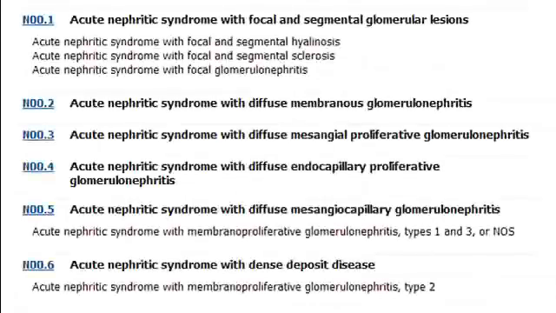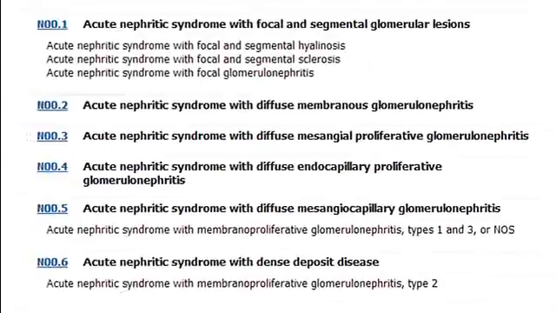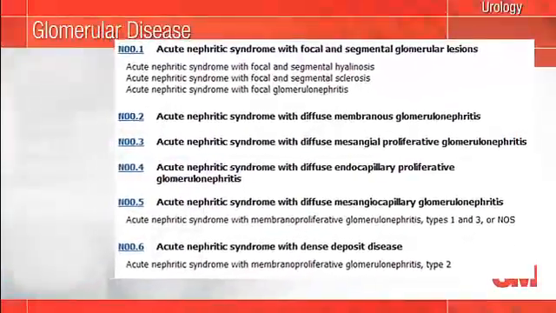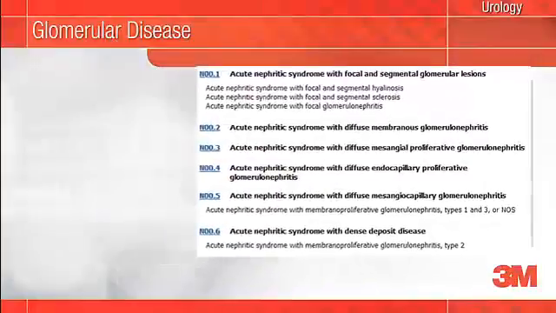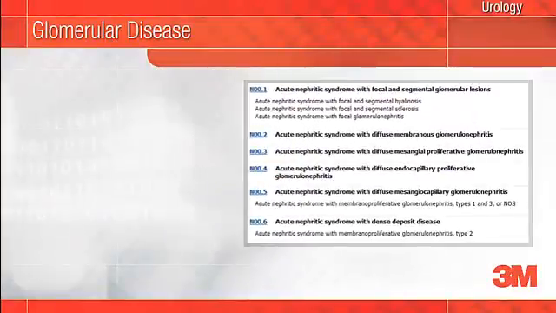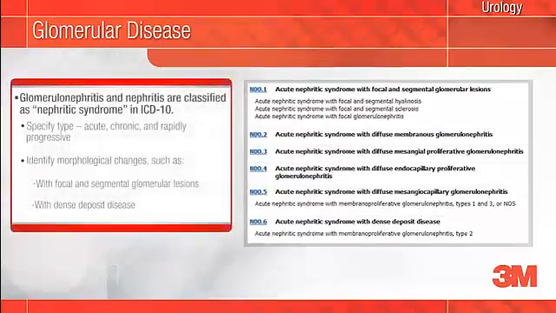What's new for glomerular disease is that ICD-10 recognizes that nephritic and nephrotic syndrome have very different clinical presentations and are therefore classified to different categories. A diagnosis of glomerular nephritis or nephritis is classified to nephritic syndrome. You don't have to document the term nephritic syndrome. However, when known, you will need to document the glomerular nephritis or nephritic syndrome as acute, chronic, or rapidly progressive.